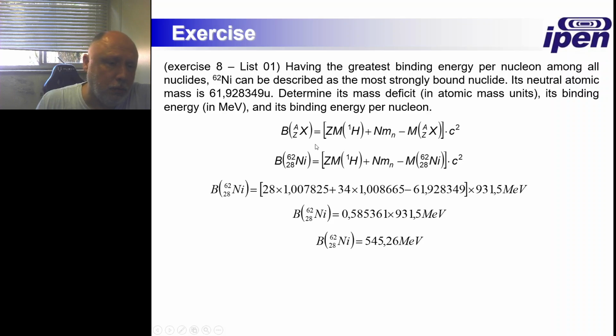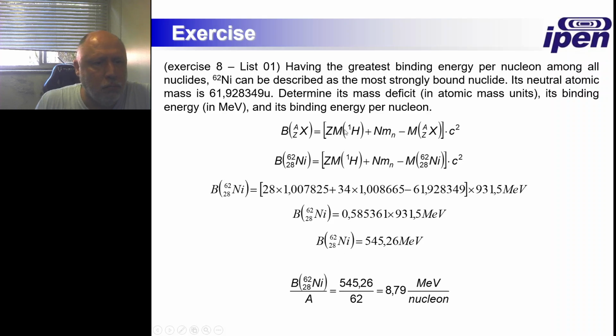And I didn't put the atomic mass deficit here. It's this one, right? If you do the math here, this part is the atomic mass difference in atomic units. And then for the binding energy per nucleon, you would just divide this by the 62 nucleons we have here, and it's 8.79 mega electron volts per nucleon. This is the binding energy of the most strongly bound nucleus in nature. Okay?